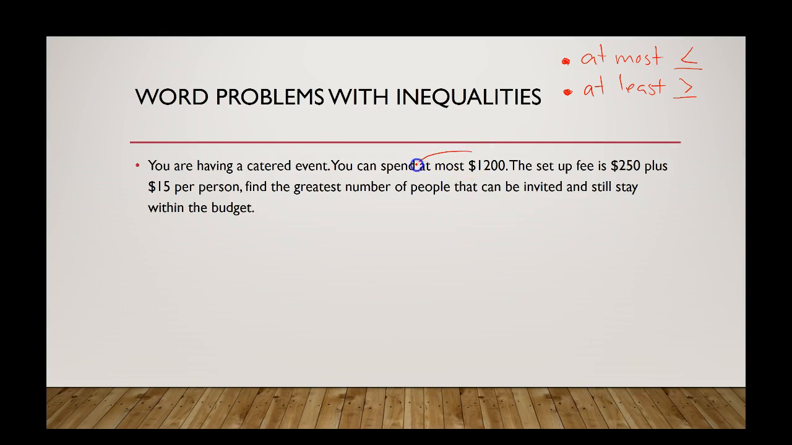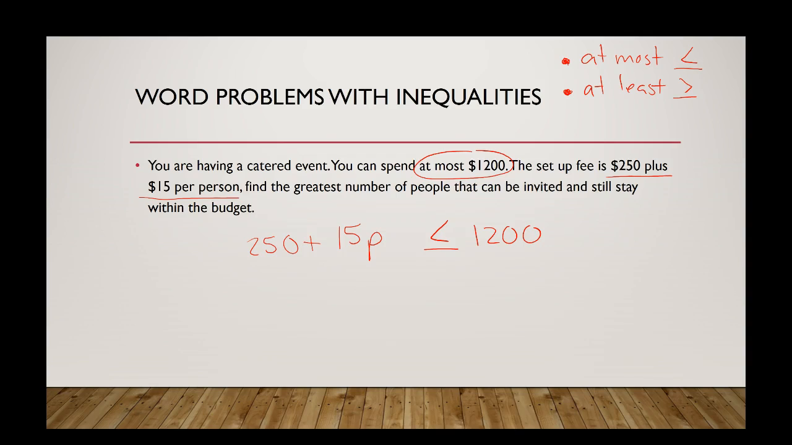Okay, so let's start here. So at most $1,200. So at most is less than or equal to, and then the $1,200 would be my at most budget, my max budget. So the setup fee is $250 plus $15 per person. So that would be $250 plus, and then $15 per person would be 15P, because we're not quite sure what the greatest number of people is we can invite.